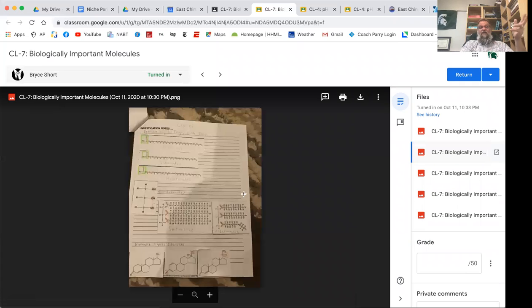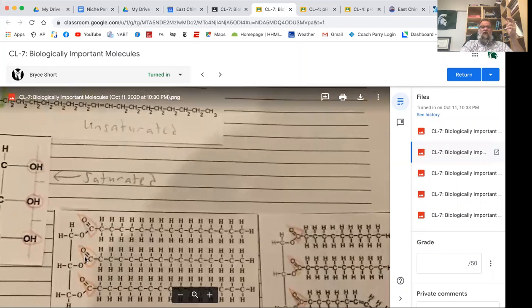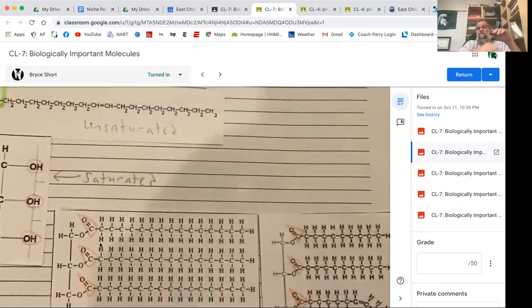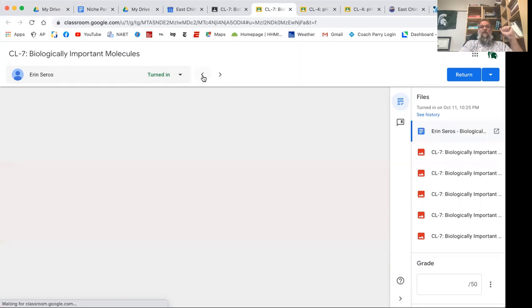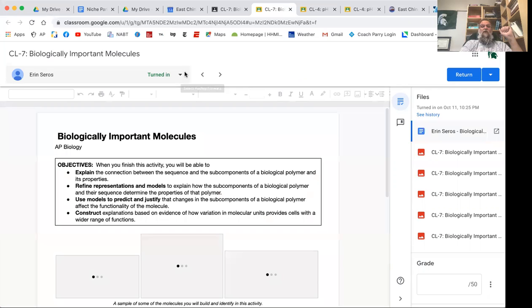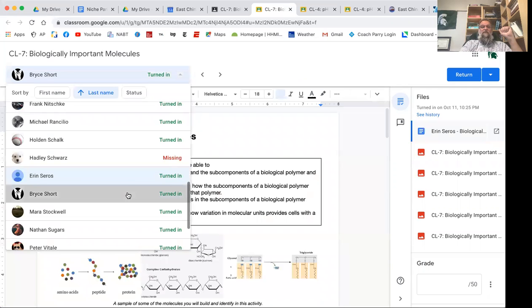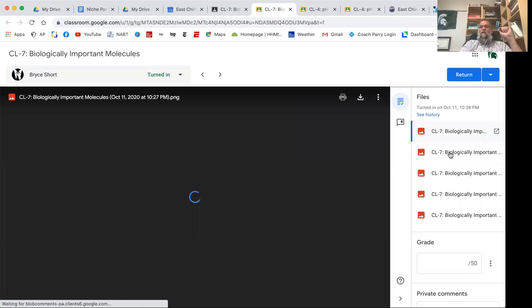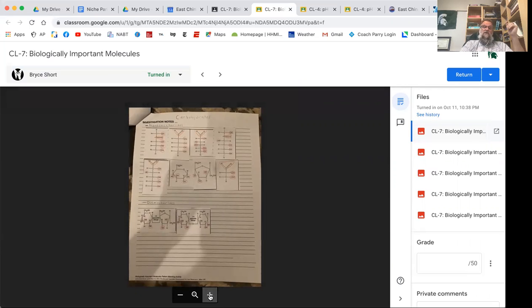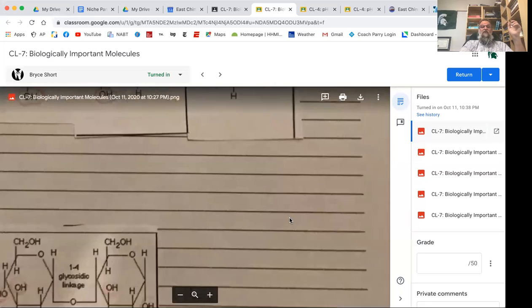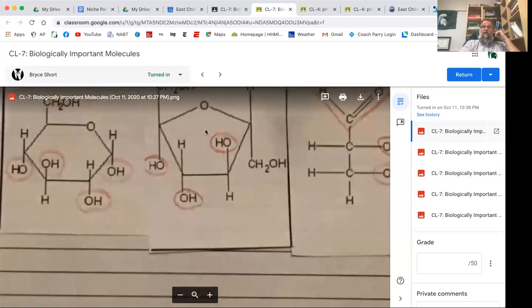In lipids, I'm looking for that glycerol. Let me again blow this up. I'm looking for that glycerol with three fatty acid chains. Short and stubby, lipids. In carbohydrates, I'm looking for the huge amount of OH groups. Let me fix that. I'm looking for the huge amount of hydroxides. I'm looking for the ring structures. I'm looking for the ketones and the aldehydes. And that's going to tell me that I'm looking at a carbohydrate.